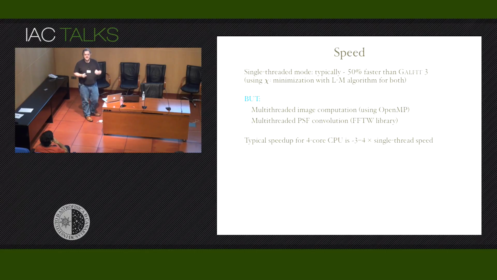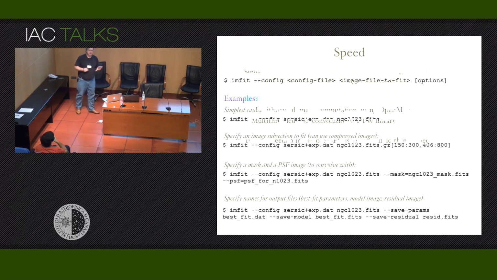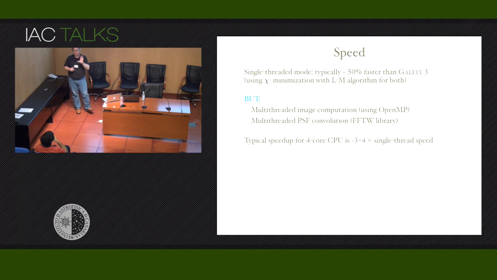The fastest available code is probably Galfit. So for comparison, it's typically about 50% faster than Galfit on the same image, the same model, same starting parameters, if you're using it in single thread mode. But as I mentioned, it's written to be multi-threaded. If you have a computer with multiple CPU cores, it can take advantage of them, both in the image computation and in the PSF convolution stage. And so, for instance, if you have a 4-core CPU, then it's about 3 to 4 times faster.